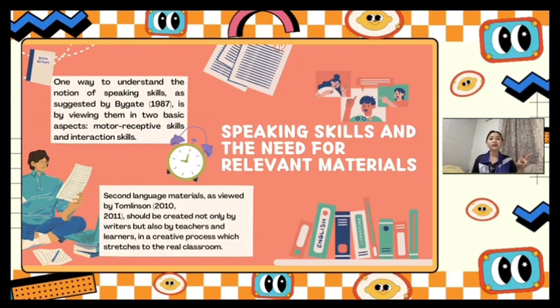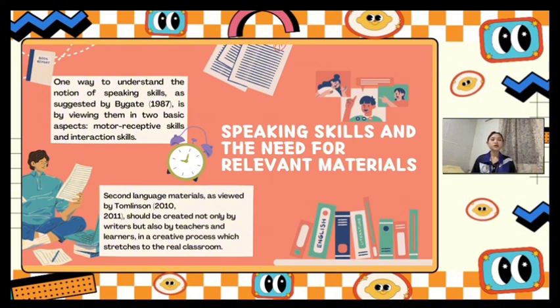So the next one of the two main aspects is interaction skills. This refers to our ability to make appropriate decisions on what we say and how we say it in a given communicative situation. So this skill is essential for effective communication because it helps us convey the intended meaning, express emotions, and maintain social relationships. Of course, when we have the interaction skills, it's much easier to interact with others, conveying our thoughts, our emotions, and have that strong relationship with others.